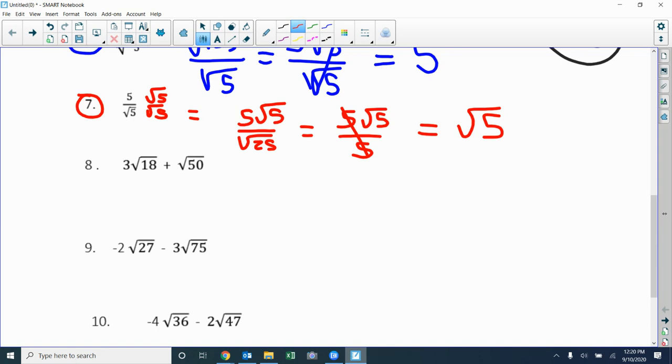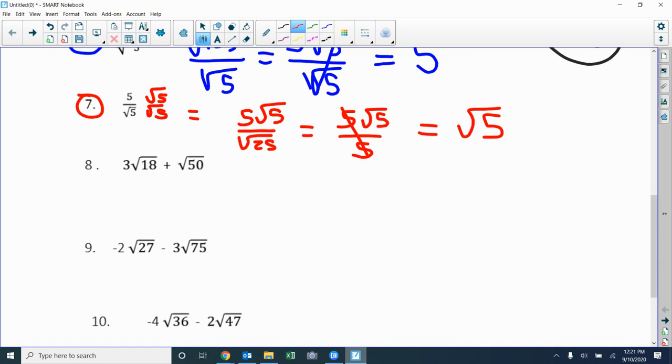Now these last ones we worked on yesterday, didn't we? We worked on some of this stuff yesterday where we have to try to add them together or subtract them. To be able to do that, they must have the same what? Okay, so this one is square root of 18, square root of 50, but they're not the same, so we might have to do some work. What do we have to do first? To try to simplify those.